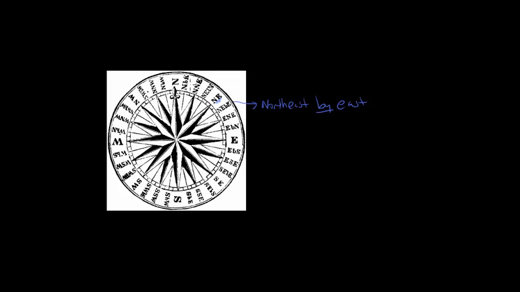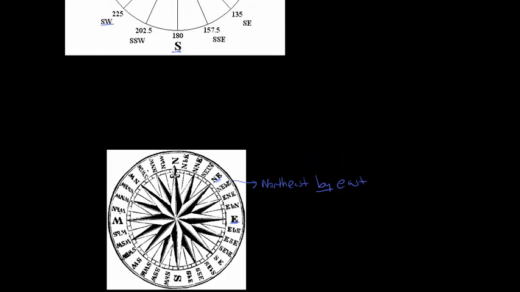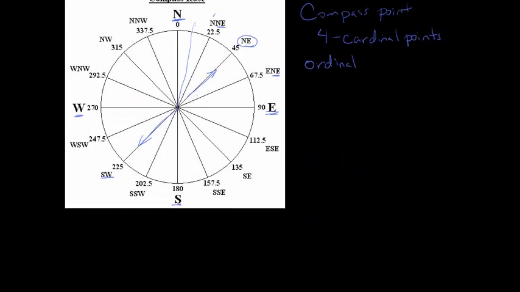And same with these ones. North by east, so a tiny bit east towards the east cardinal point. So you can see that this gets quite complicated quite quickly. So people came up with a quicker way to do this. Just one second. Let me scroll back up here.